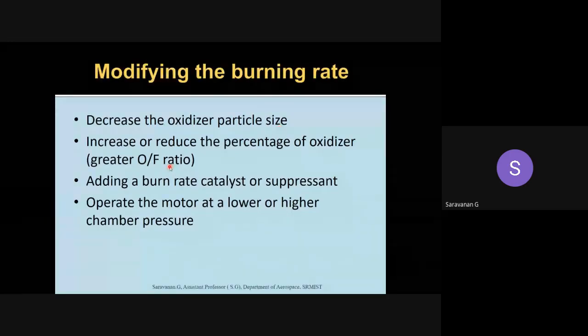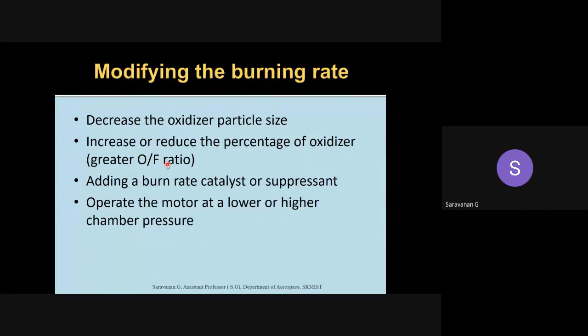For example, if you want to increase or reduce the percentage of oxidizer, a greater oxidizer to fuel ratio gives the burning rate according to our requirement. As well, if you want to increase the burn rate, you add a catalyst or energetic particles. If you want to reduce the burning rate, you add a suppressant. To enhance the process, you add a catalyst. Catalyst or suppressant can be added, and that will enhance or decrease the burning rate.